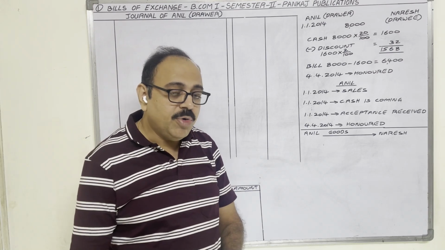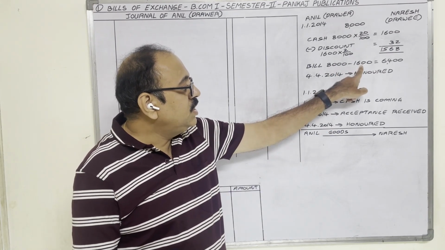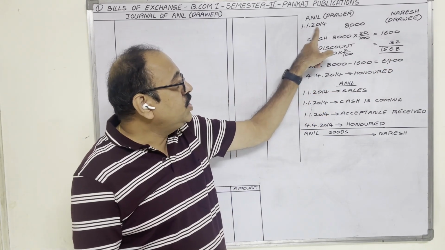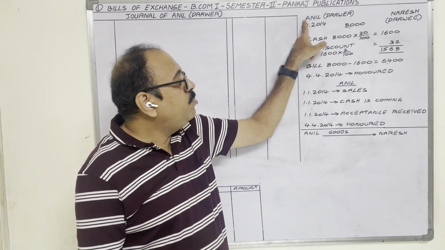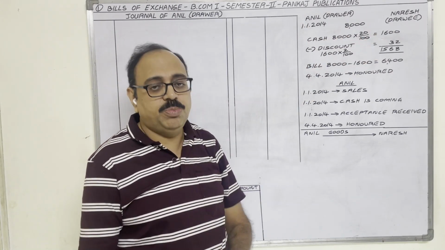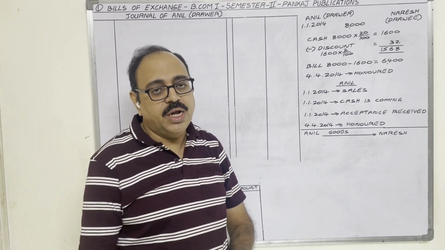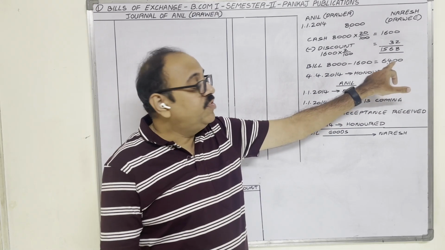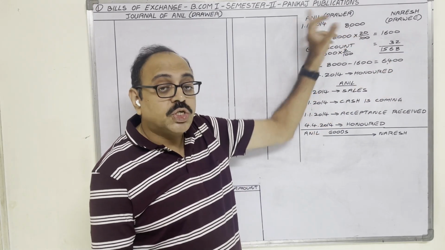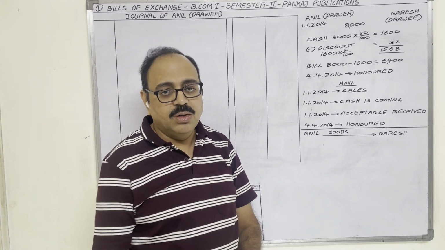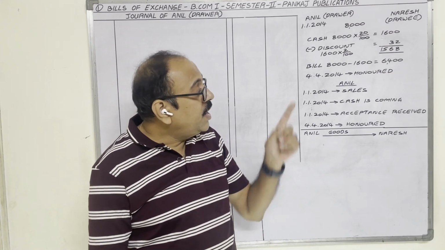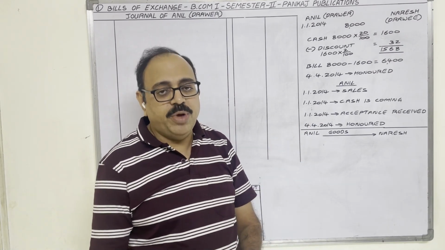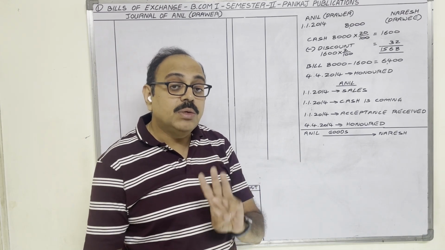Then what about the remaining amount? 8,000 rupees minus 1,600, that is 6,400. So for this amount, on 1st January 2014, Anil prepared a bill on Naresh for a 3 month period and he received acceptance on that bill. So the bill amount is 6,400 rupees. For this bill, Anil is called the drawer because he is preparing, drawing that bill. And Naresh is known as the drawee because the bill is prepared on Naresh. The 3 month period is known as the term of the bill.